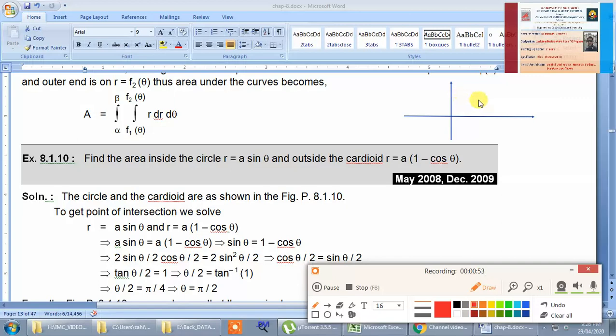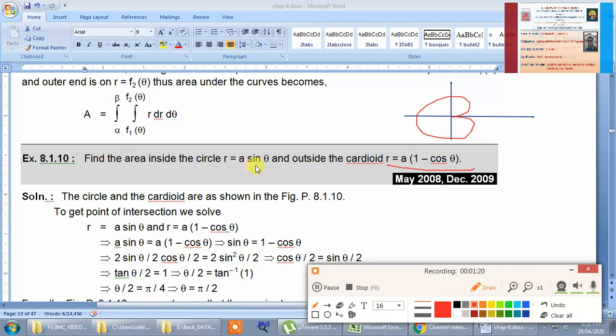So r equals a(1 plus cos theta) is a rightward facing cardioid. But we have a minus sign, and as we have a minus sign, it will be a leftward facing cardioid. So the first is a leftward facing cardioid: r equals a(1 minus cos theta) is a leftward facing cardioid. Now the second is a circle.